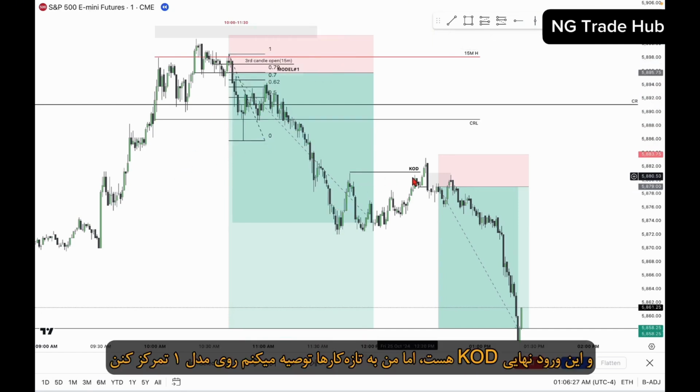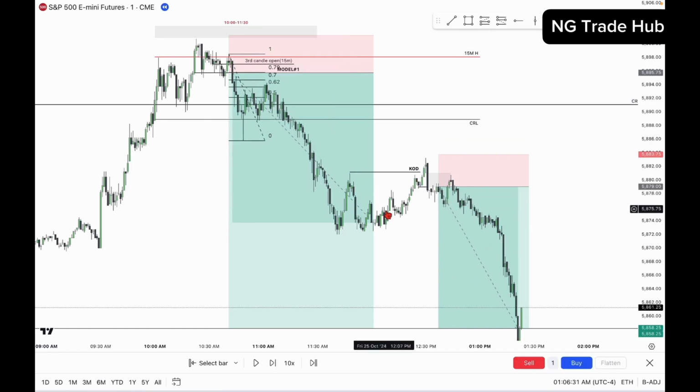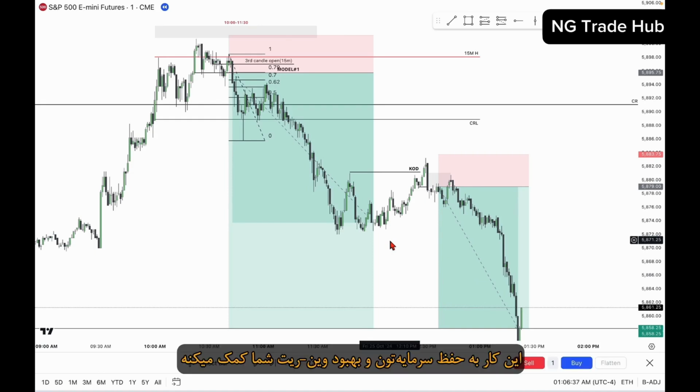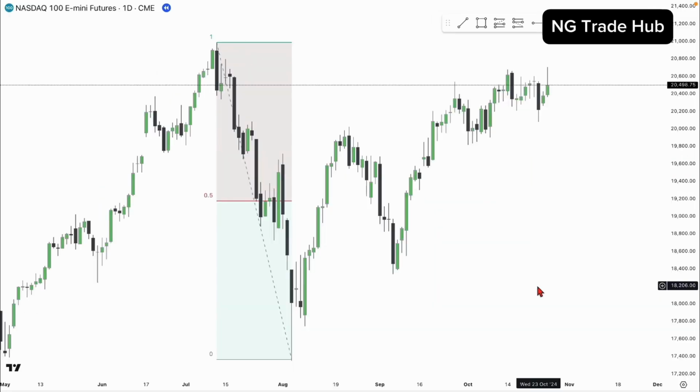And this is the final KOD entry, but I recommend that beginners focus on Model 1. As soon as the trade goes in your favor, book partials at the 50% level. This will help protect your capital and improve your win rate.